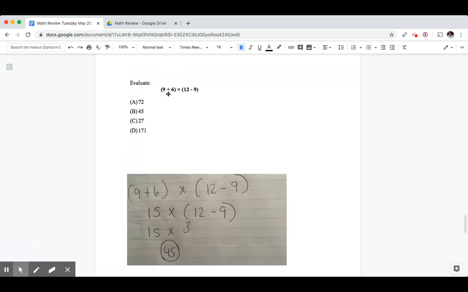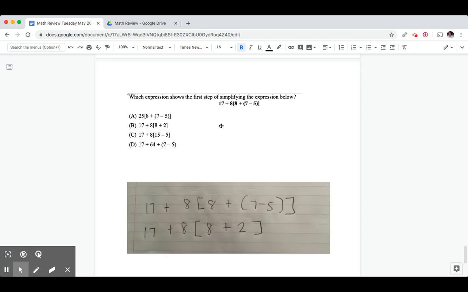For the next problem, we needed to evaluate an expression. In this expression, there were 2 sets of parentheses. So we know that because there's parentheses, we need to solve them first. But since there are 2 sets of parentheses, we just start with the one that's on the left. So 9 plus 6 is 15, and then we copy everything else. Then we do the other set of parentheses. 12 minus 9 is 3, and we copy everything else. And finally, 15 times 3 gives us a total or final answer of 45.